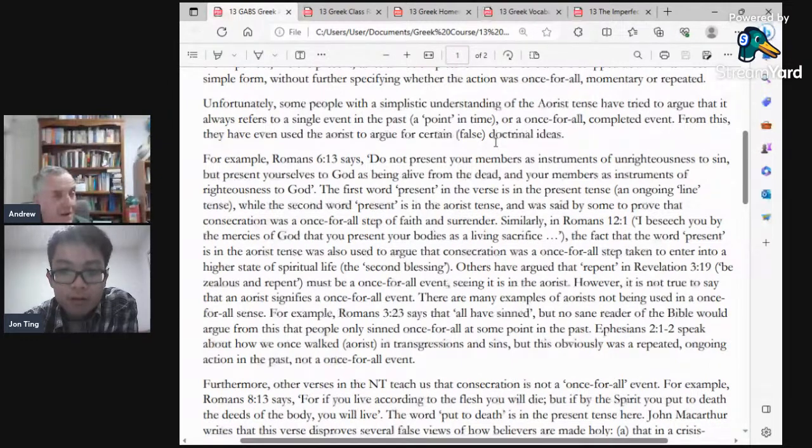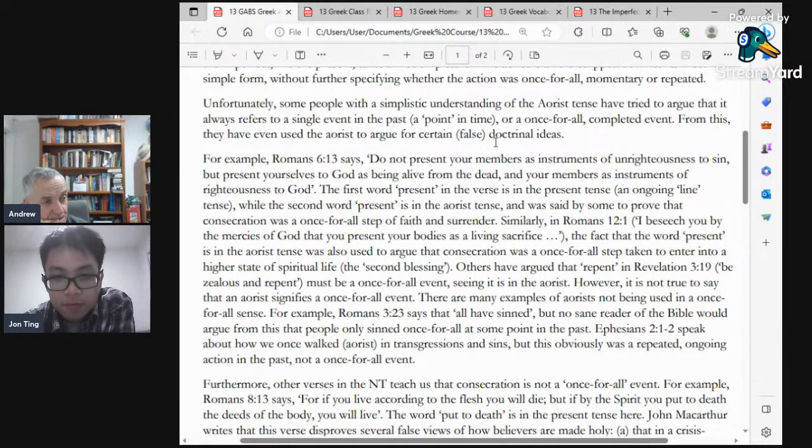Similarly, in Romans 12:1, "I beseech you by the mercies of God that you present your bodies as a living sacrifice." The fact that the word present is in the aorist tense was also used to argue that consecration was a once-for-all step taken to enter into a higher state of spiritual life, the second blessing. Others have argued that repent in Revelation 3:19, "be zealous and repent," must be a once-for-all event, seeing it is in the aorist. However, it is not true to say that an aorist signifies a once-for-all event.